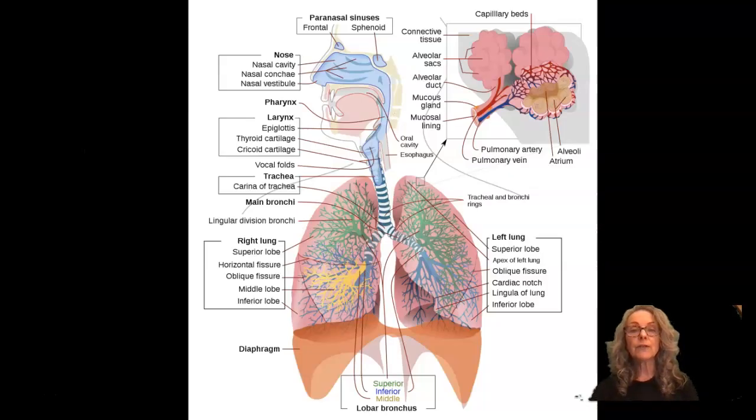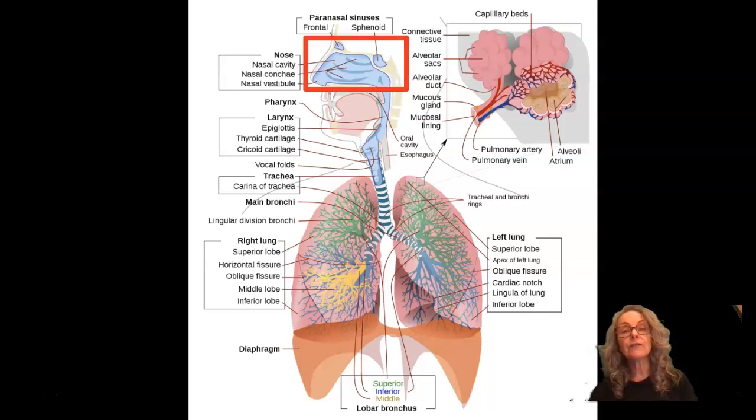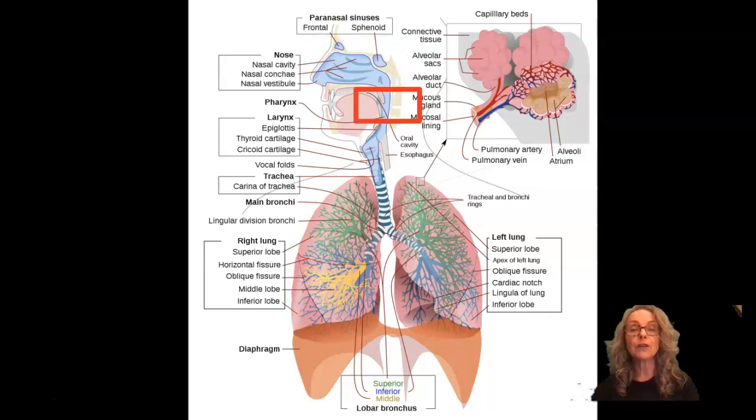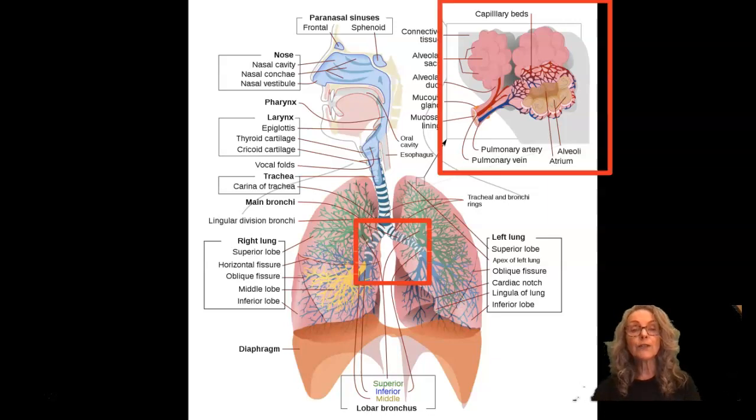Here's a picture of the respiratory system. Air passes into the nasal cavity. From there it goes into the pharynx, otherwise known as the throat, into the larynx or voice box, into the trachea or windpipe, and from there the air passes into the bronchi that lead into the lungs, into the bronchioles, and to the microscopic alveoli.